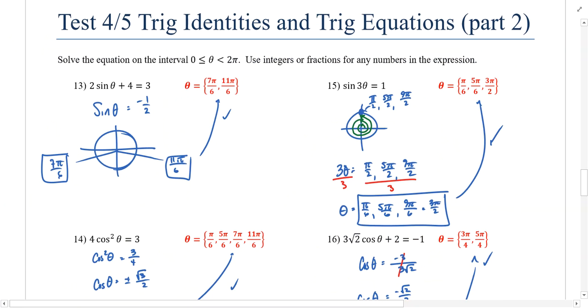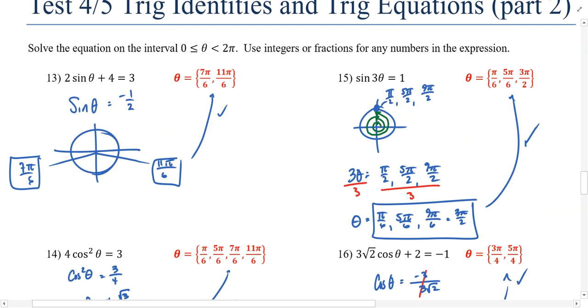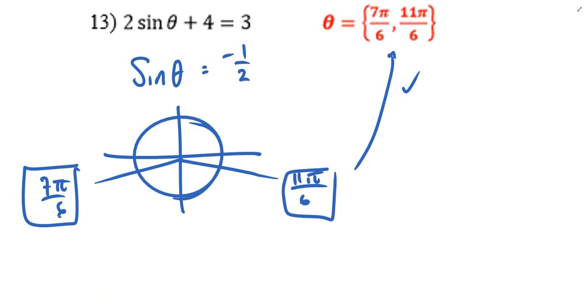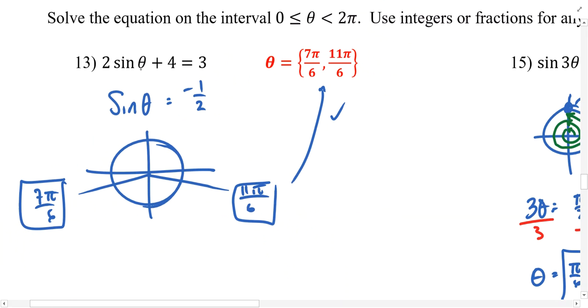For part 2 of the test 4-5, this is where we're actually going to be solving some trigonometric equations. And the goal, of course, is to isolate theta, try to solve for theta. In this case, subtracting 4 and dividing by 2 leaves us with negative 1/2 on the right-hand side. And we have to ask ourselves, where in the unit circle? The two positions inside a unit circle that have y-coordinates equal to negative 1/2 are at 7 pi over 6 and 11 pi over 6 radians.